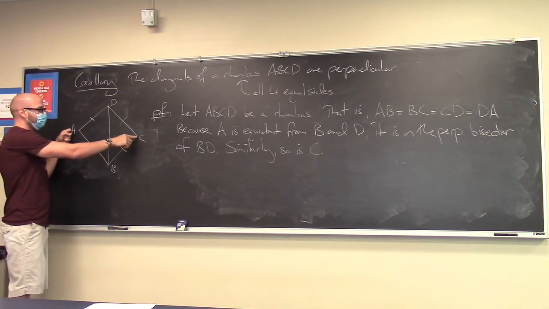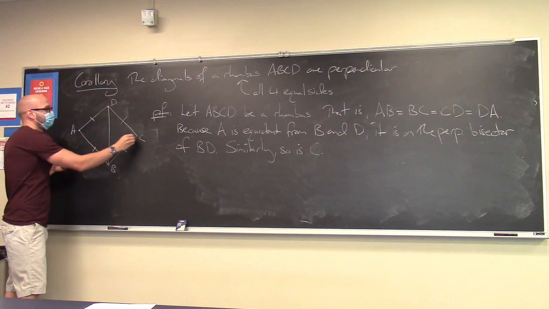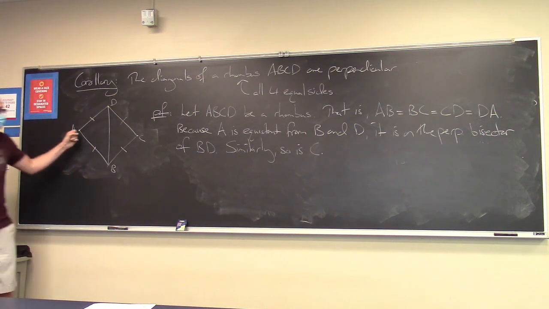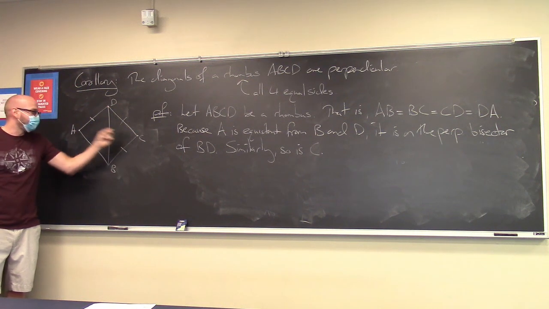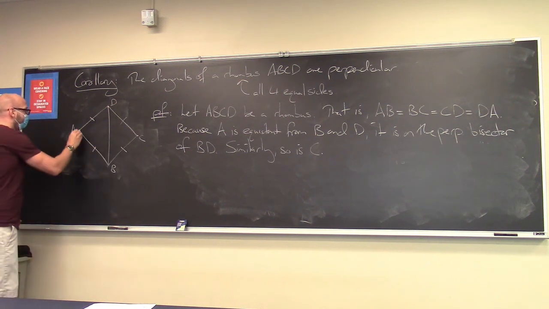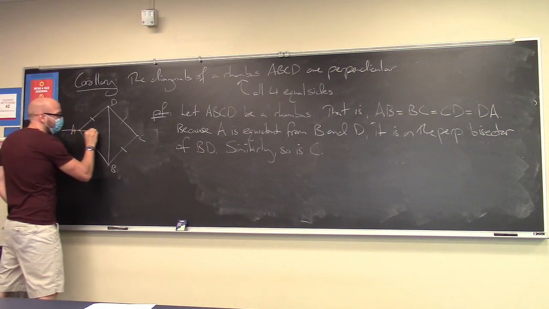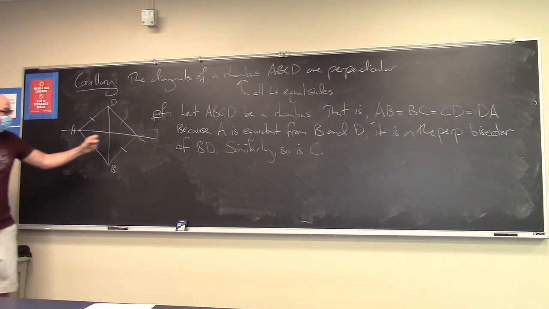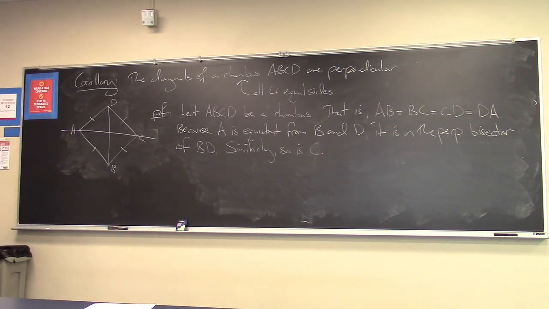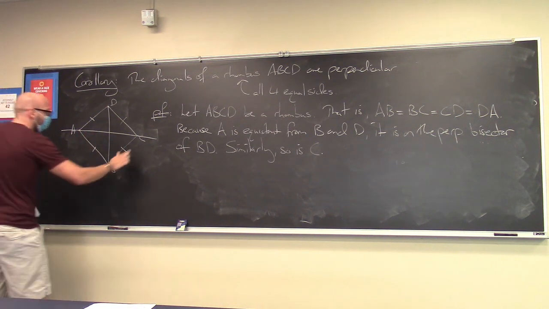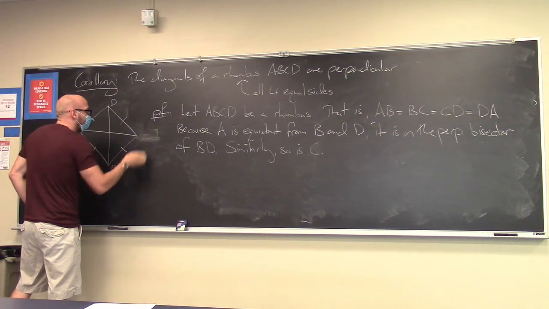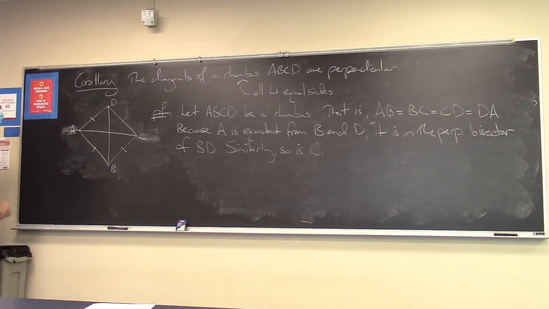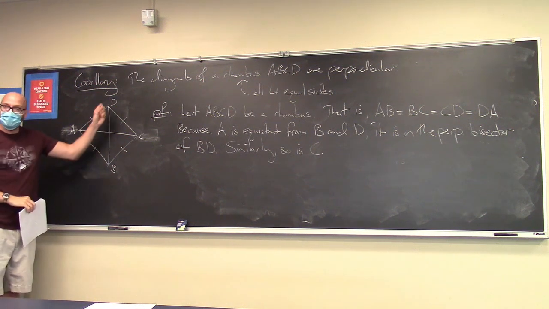So both of these points, A and C, live on the perpendicular bisector, right? But there's a unique line that passes through two points. There's a unique line passing through A and C, and because there's only one line that contains both of them, that line must be the perpendicular bisector. So this segment, let's just go AC, is the perpendicular bisector of BD.